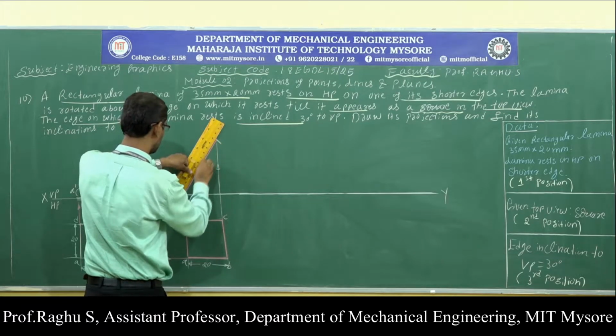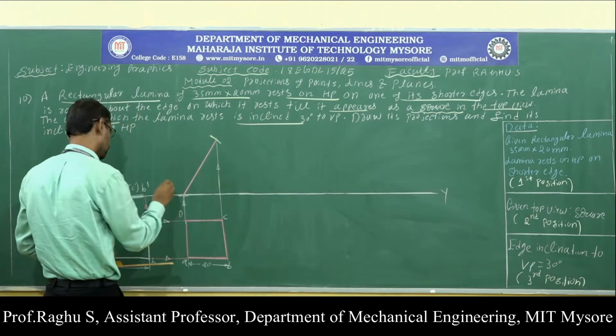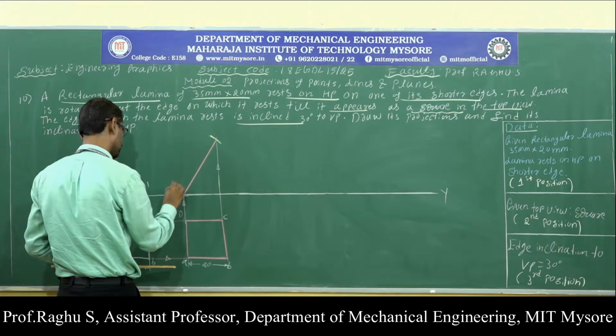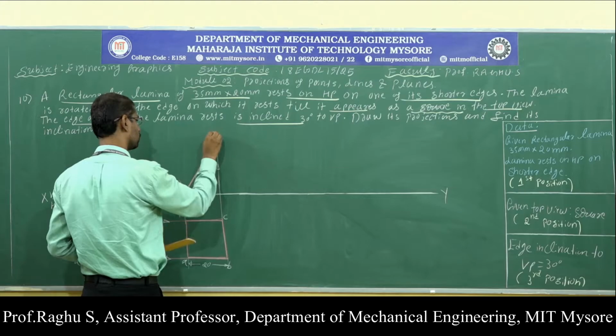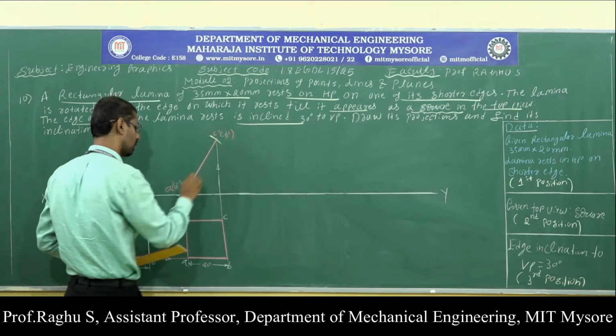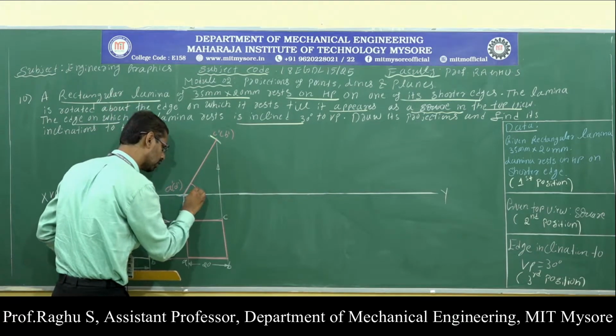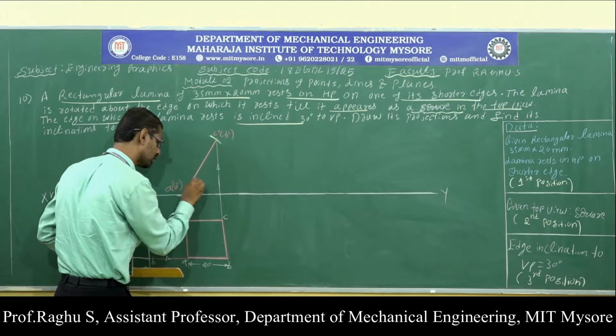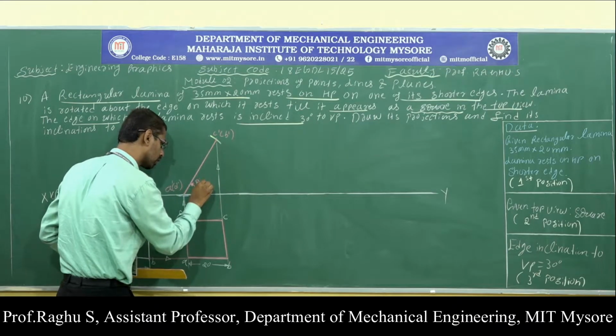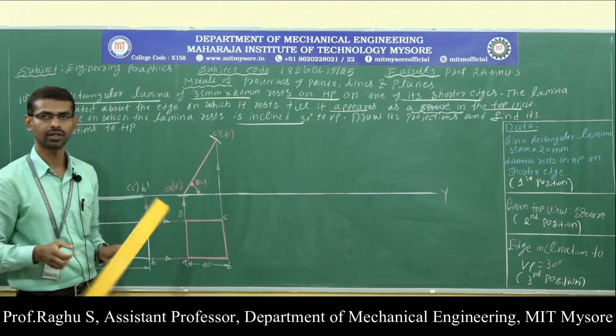You should make it dark, since this is the view. So do the naming A dash, D dash, and this one C dash and B dash. And you should measure this angle theta.